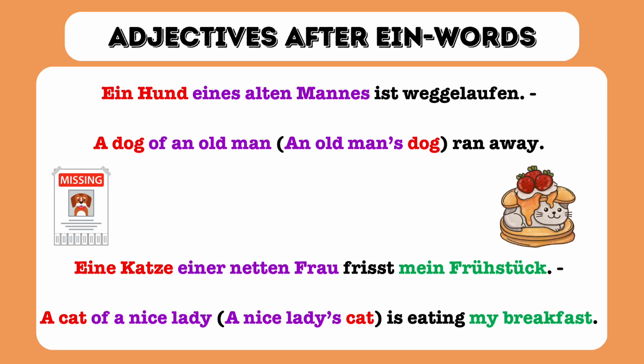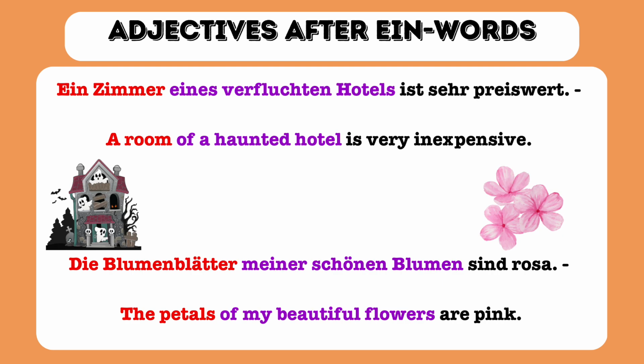Eine Katze einer netten Frau frisst mein Frühstück. A cat of a nice lady is eating my breakfast. Ein Zimmer eines verfluchten Hotels ist sehr preiswert. A room of a haunted hotel is very inexpensive. I bet. Eines verfluchten Hotels is in the genitive case. It shows to whom this room belongs, a haunted hotel. Again, there is an S at the end of the article and at the end of the noun, but there is an en at the end of the adjective. Ein Zimmer eines verfluchten Hotels ist sehr preiswert.